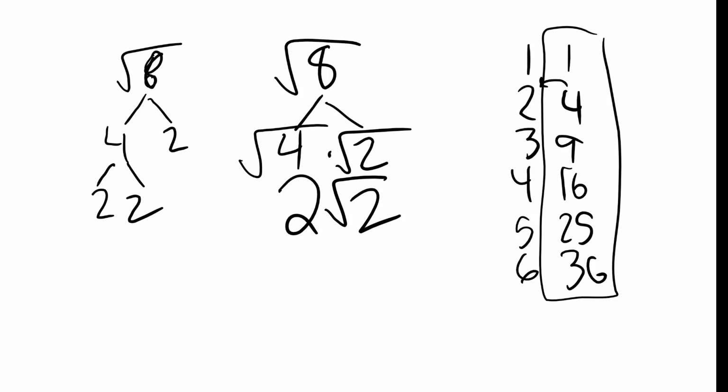Now all you do is circle. If there are two 2's, and in this case there are 3 2's, but I can only circle pairs, that's what we're allowed to take out of our square root, and that's why we get 2, and then the leftover guy stays inside the square root, and we get 2 root 2 this way as well. So let's try another example.